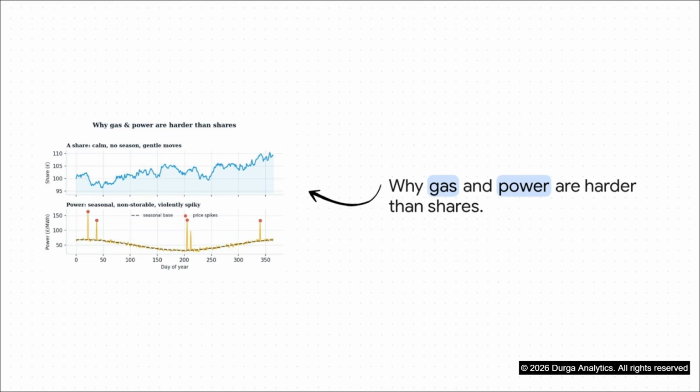Think about the calm, gentle, non-seasonal movements of a standard equity share. A share you buy today is the exact same share next year. Now contrast that with power prices. Power is violently spiky. It's heavily seasonal. It might drop in the middle of the year and then explode with massive price spikes. Why? Because electricity literally has to be consumed the exact millisecond it's generated.